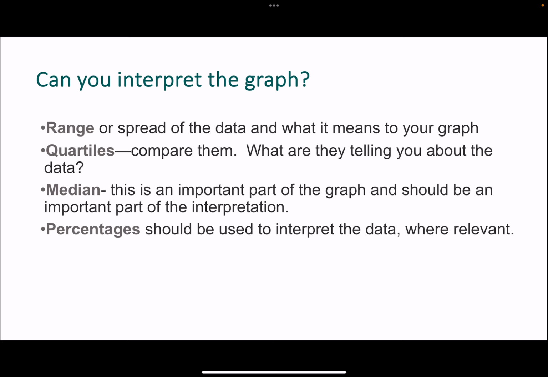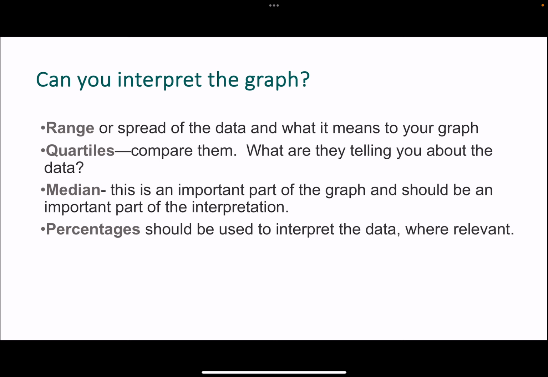How do you interpret the graph? The range, or the spread of the data, and what it means to the graph. If we have a very large range, that means that my data is not behaving. Is that good or is that bad? Depends on what you're talking about. I would think that a large range in temperature in January is something bad, because temperature in January is usually very cold, and it's very cold throughout the month. We don't have 30 degrees and then 10 degrees and then 35 degrees. So depending on what you're talking about, a large range or a small range is good or bad.